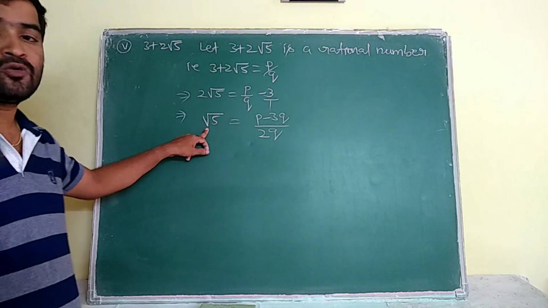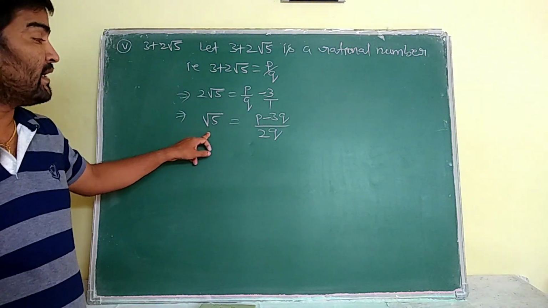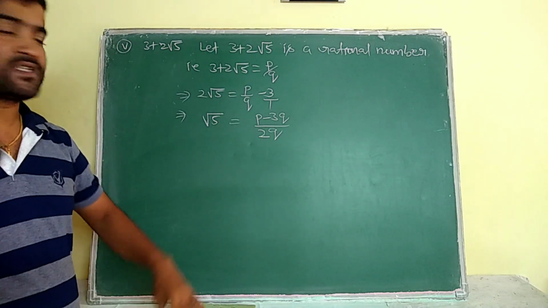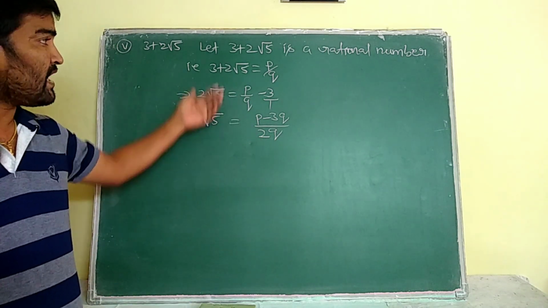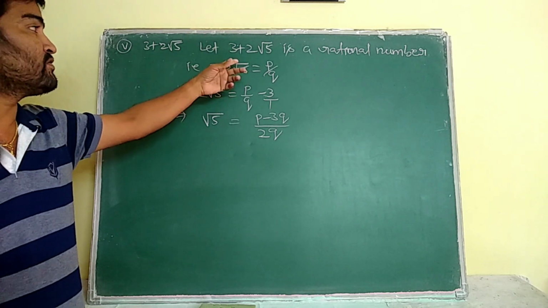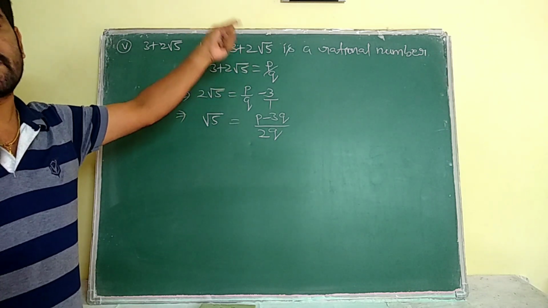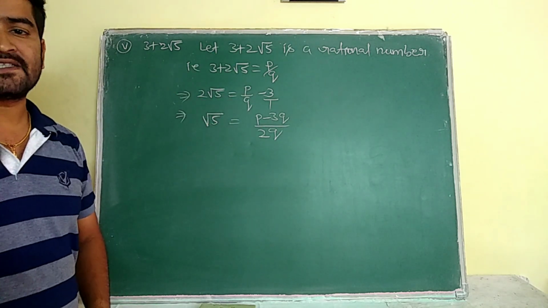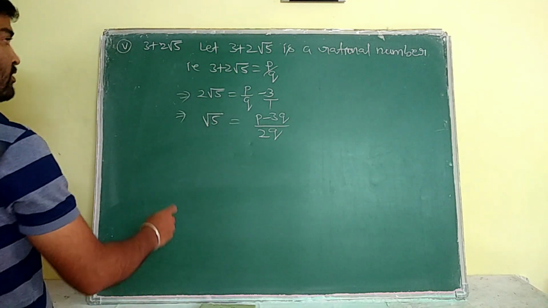Now see, we know root 5 is an irrational number, but it is in the form of some x by y, which contradicts our assumption. That means our assumption is wrong. What is our assumption? 3 plus 2 root 5 is a rational number. Then what is correct? 3 plus 2 root 5 is an irrational number. That we have to conclude.